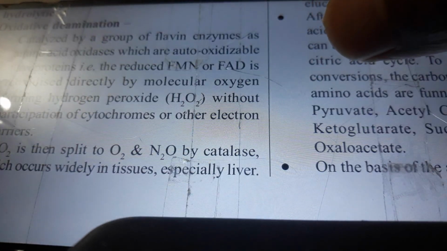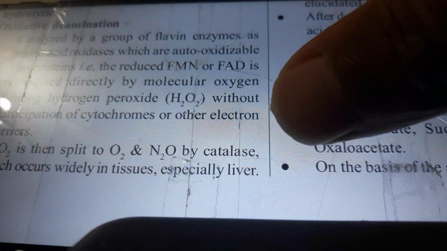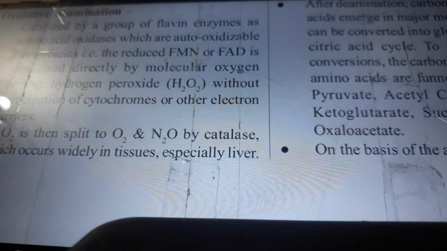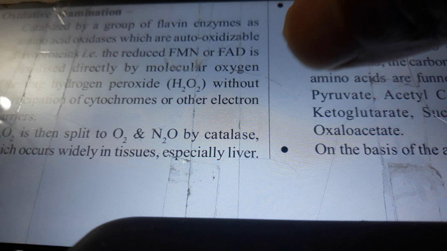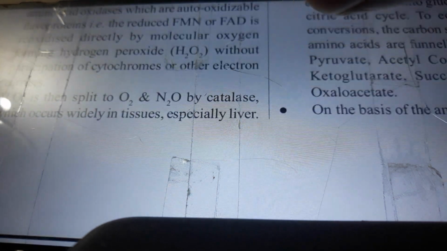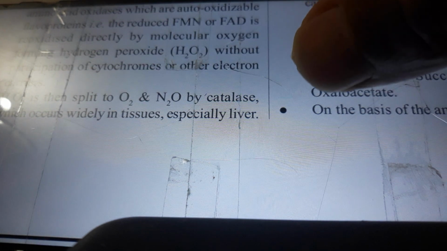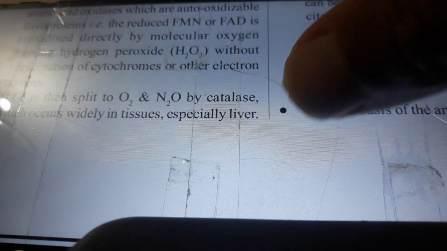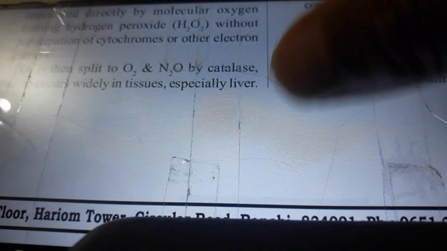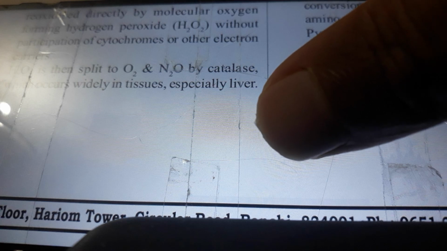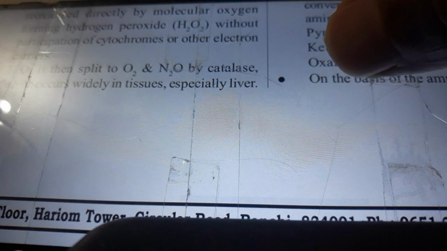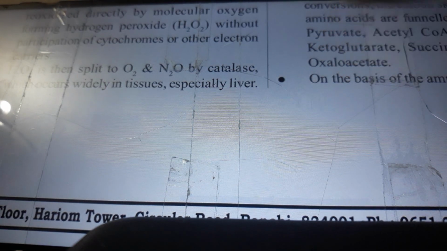Oxidative deamination is catalyzed by a group of flavin enzymes such as amino acid oxidases, which are auto-oxidizable flavoproteins. The reduced FAD is reoxidized directly by molecular oxygen, forming hydrogen peroxide (H2O2) without participation of cytochromes or other electron carriers. H2O2 is then split to O2 and H2O by catalase, which occurs widely in tissues, especially liver.